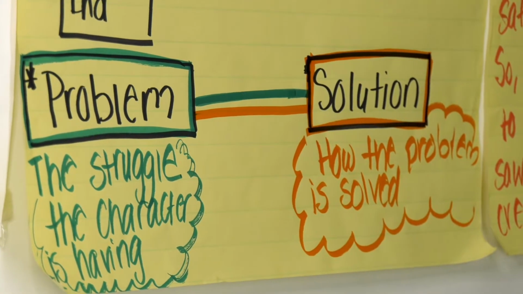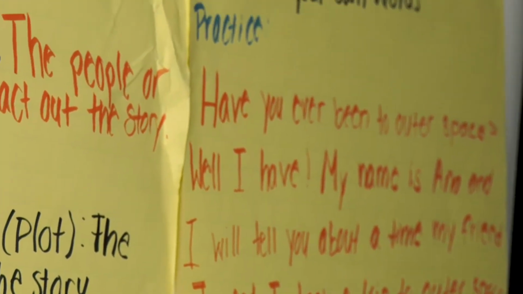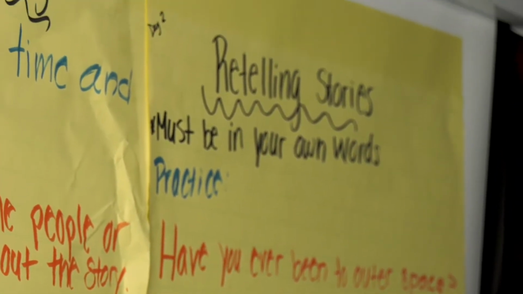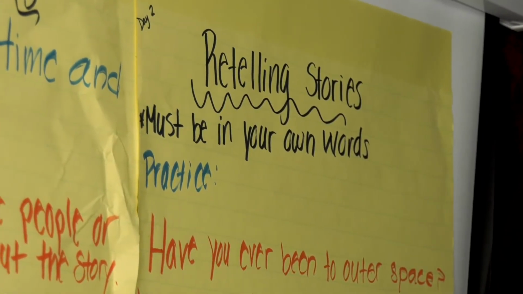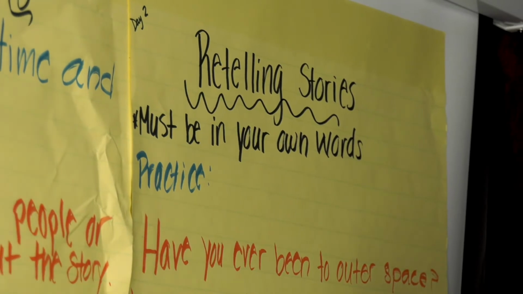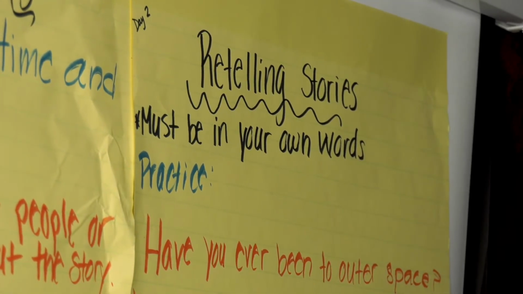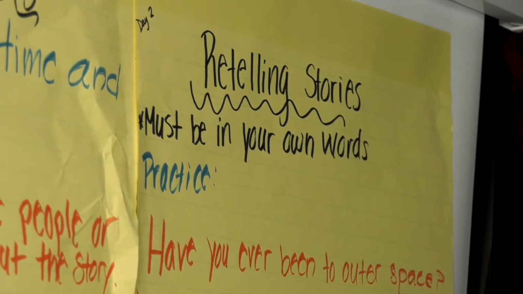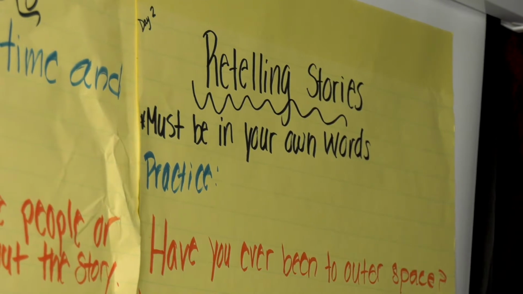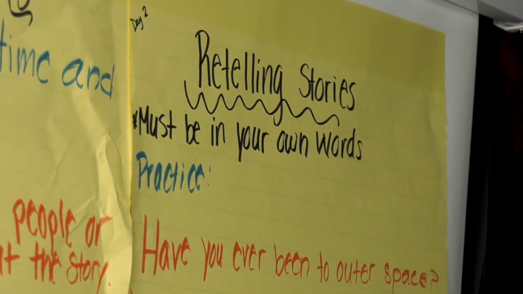Okay, so today we're gonna read a story that I made up for you. Okay, it's space related since our theme this week is outer space, and we're gonna find these main things right here: setting, characters, happening and plot, problem and solution of the story. Okay, so let's begin, and I'm gonna grab my pen here so we can emphasize the important things. Retelling stories must be in your own words.